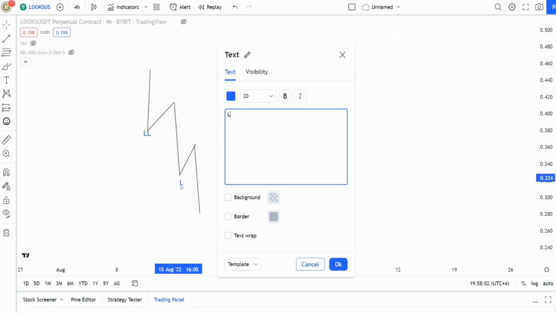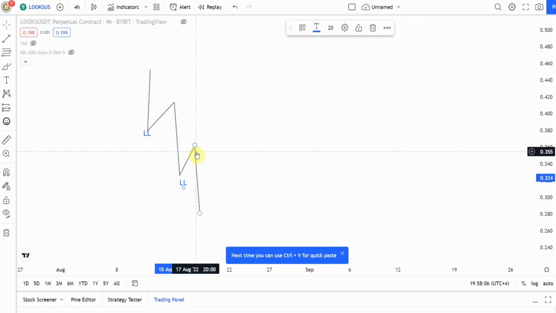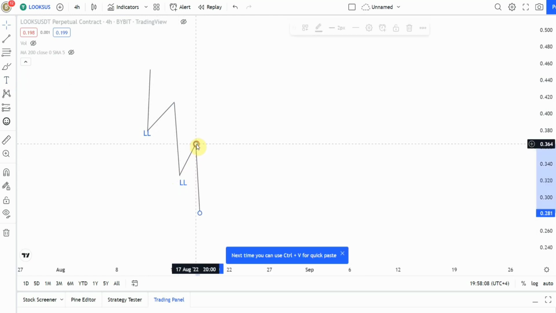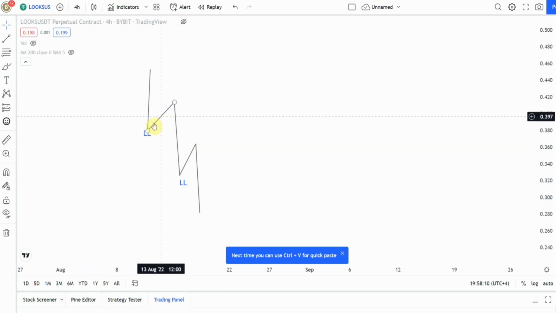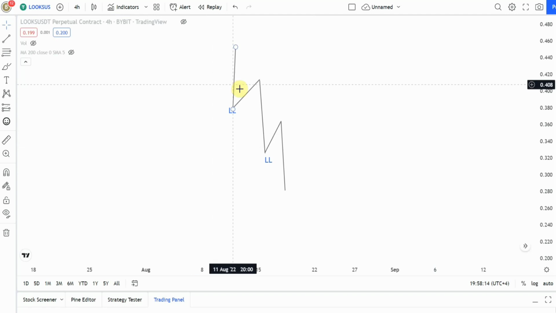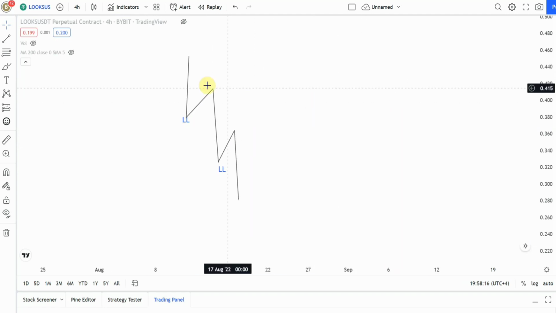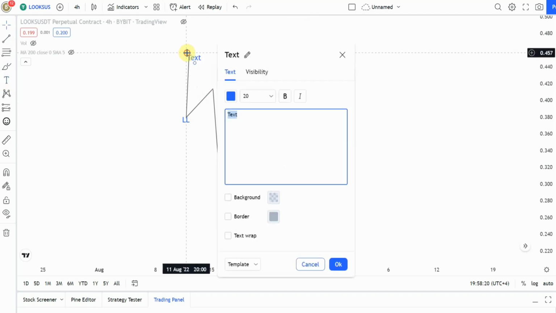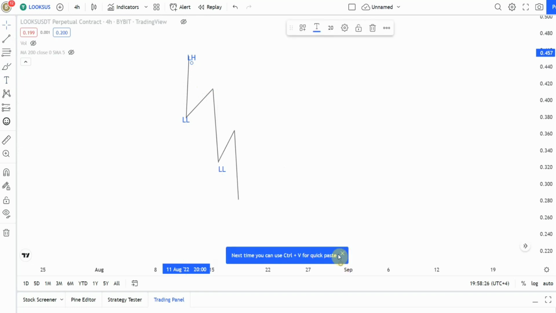We can call this one as well lower low. Okay, so first of all, if the market is printing these candles, then you know that the market is bearish. And this place, we can as well call this place lower high, because the market is going down.